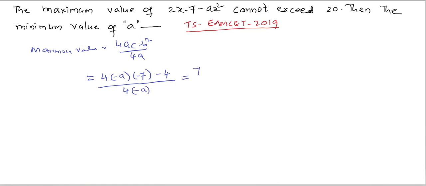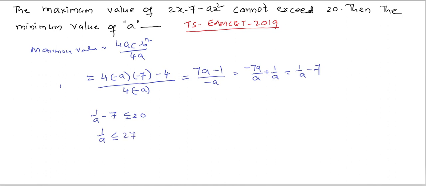4 common and cancelled, that is 7a minus a into minus 7, 7a minus 1 by minus a, that is equal to minus 7a by a plus 1 by a. So a cancels, that is 1 by a minus 7. And we have here, it is given this maximum value cannot exceed 20. 1 by a minus 7 less than or equal to 20, that is 1 by a less than or equal to 20 plus 7, 27.